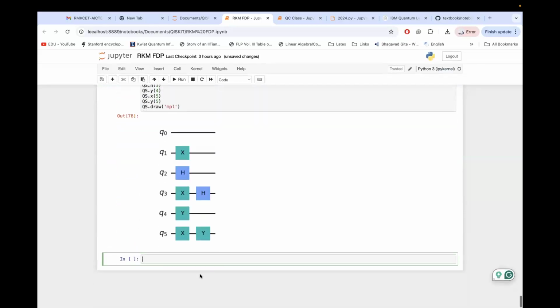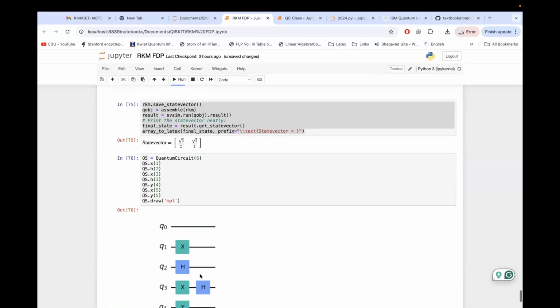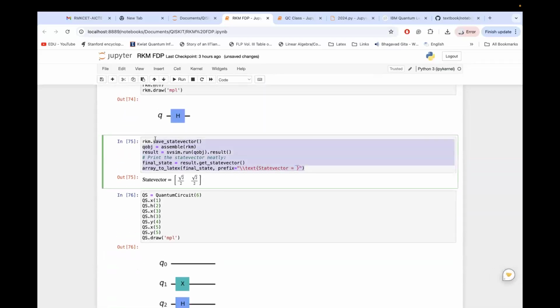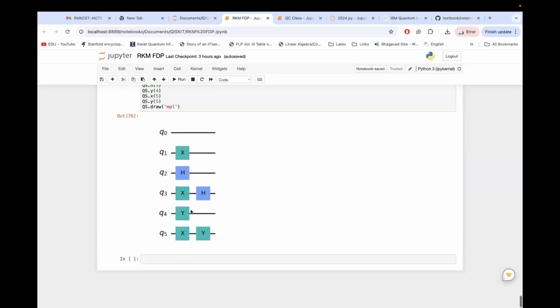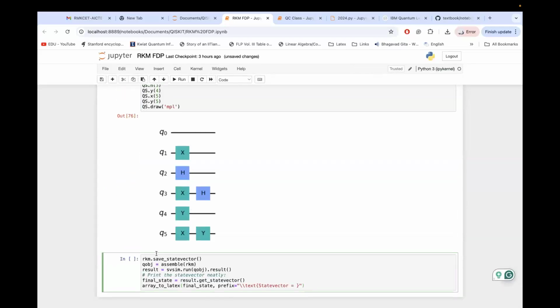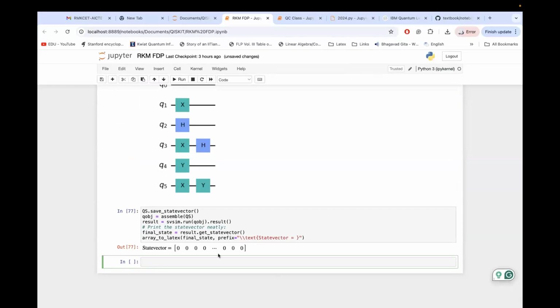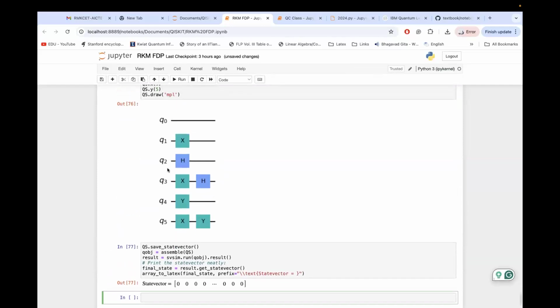So we want to have a visual printing representation for this one. So I'm going to use the same command, and instead of RKM, our circuit name is QS here. QS. If you do this, this is the state, like what you're expecting. You have a 6 qubit system, so the dimension of the Hilbert space is going to be 2 power 6. That is going to be 64 cross 1 dimension. So that's what we are getting.